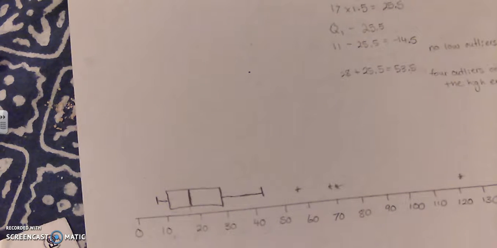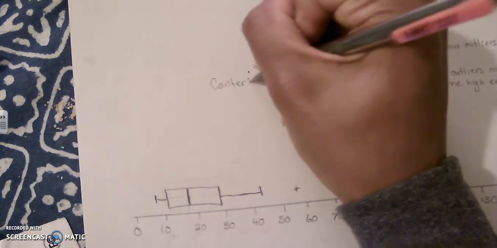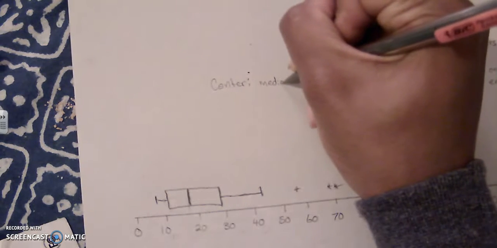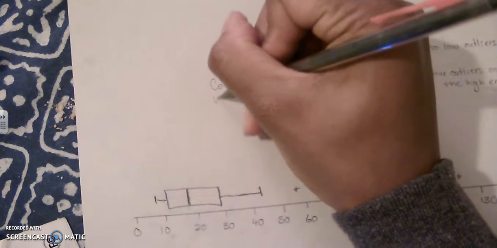Now, as with our previous distributions we looked at, we always want to CUS and BS, describe our center, unusual features, spread, and shape of a box plot. And actually, it's even easier with a box plot when you're looking at it. So let's take a moment and just jot down our notes before we put it in context. So our center is the median of 17.5. Our unusual features. We do have 4 outliers.